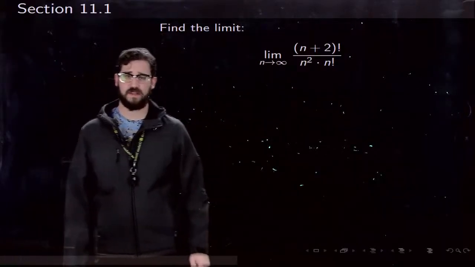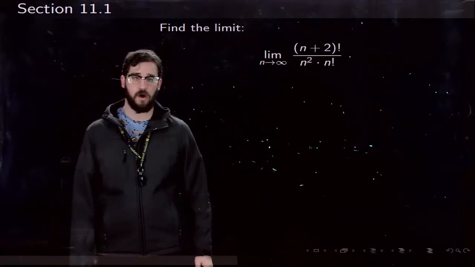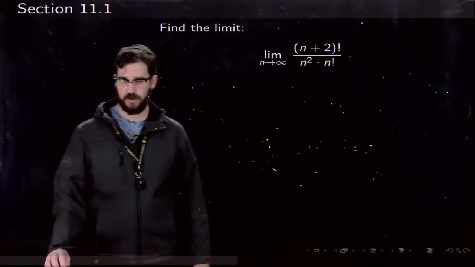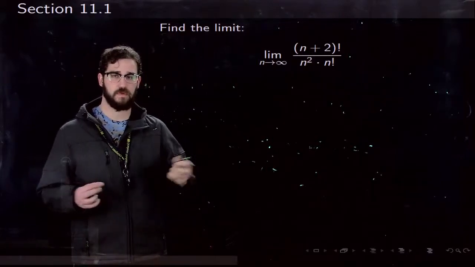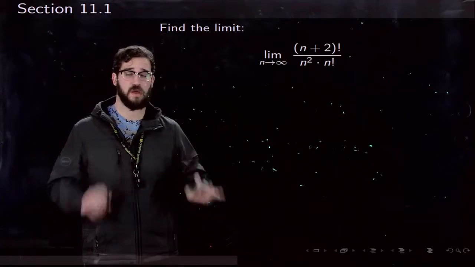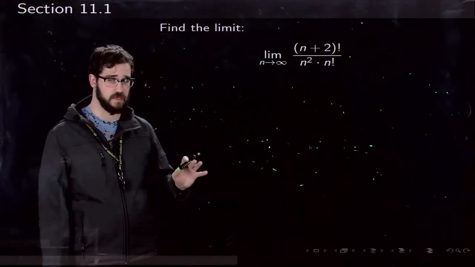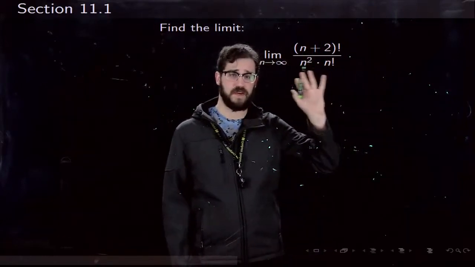Suppose we were asked to find the limit as n goes to infinity of (n plus 2)! over n squared plus n factorial. How would we deal with this type of limit? Because factorials are going to be really important in the future, I would make sure you know how to deal with this problem. Well, I would remember: what is a factorial?